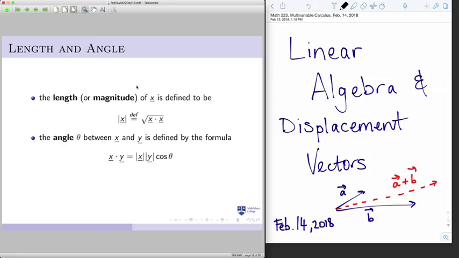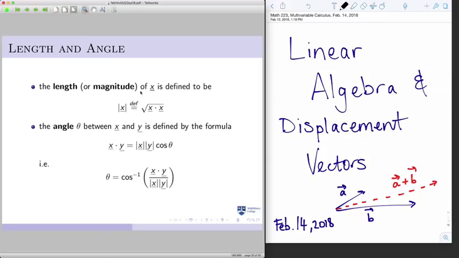We can also define the angle theta between two column vectors x and y using the following formula. What we mean by this formula is that theta is the inverse cosine of the dot product of x and y divided by the magnitude of x times the magnitude of y. And in fact, this is a consequence of a theorem that you may or may not have seen called the Cauchy-Schwarz inequality. This is actually why the Cauchy-Schwarz inequality is really important, even though it's a very difficult inequality to try and remember.